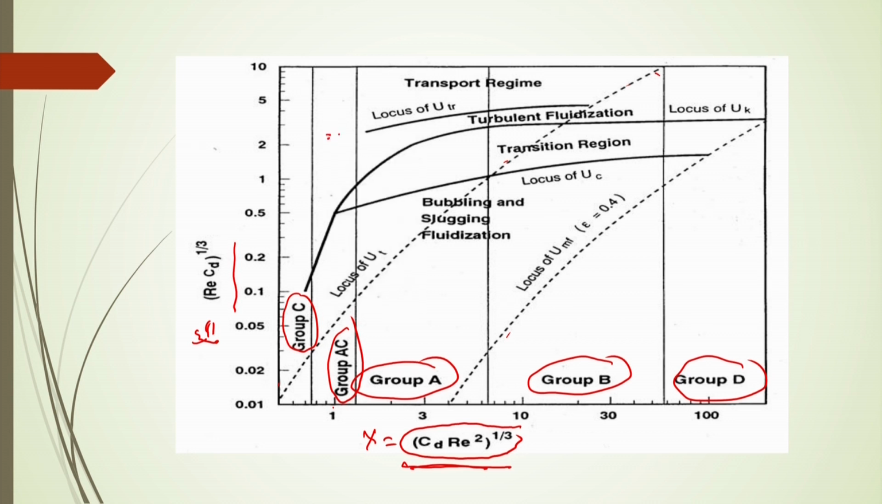This regime is nothing but the locus of UTR transition, that means the transport flow regime. So, at this location you can get the transport regime, whereas in this position you can get the turbulent fluidization condition, and with this y value you can get the bubbling fluidization condition and the slugging fluidization condition also. So, this is one way to represent the different flow regime map here.